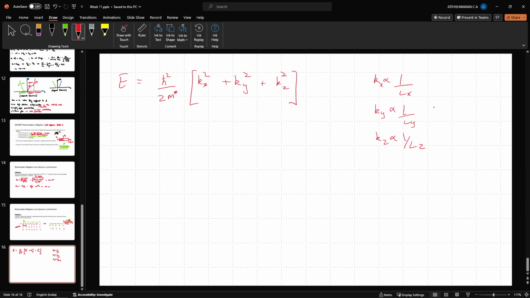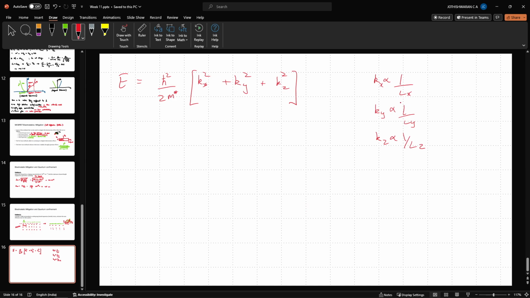You can go back to your KP model derivations and you will get this. You know that the Brillouin zone is at plus minus pi by a, pi by l, and the second Brillouin zone is over there. So I know that the k values are proportional to the inverse of the length.